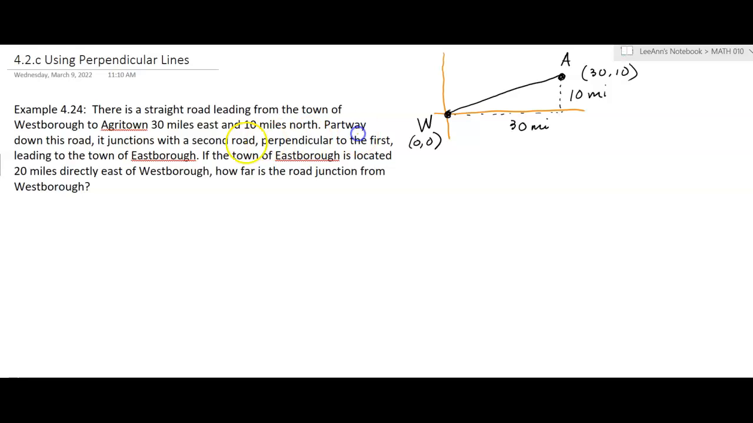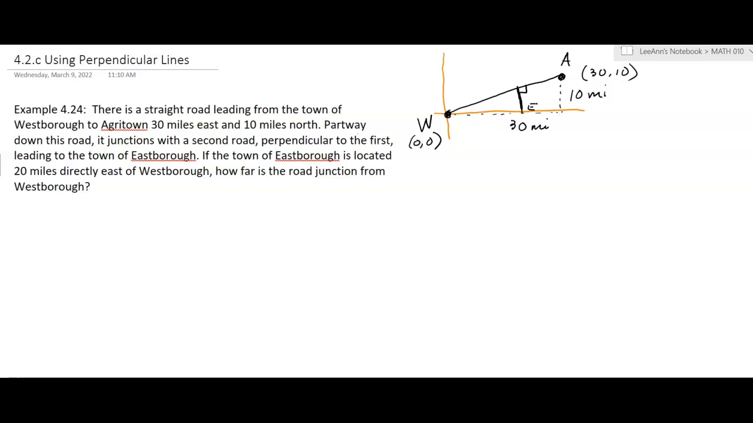Now, it says part way down this road, it junctions with a second road, perpendicular to the first. Okay, so there's another road. I've got to try to draw it perpendicular. Something like that, where that's like a right angle there. And then we have this second road, and it leads to the town of Eastboro. So this is Eastboro. It doesn't really say which direction Eastboro is, but we'll draw it this way.